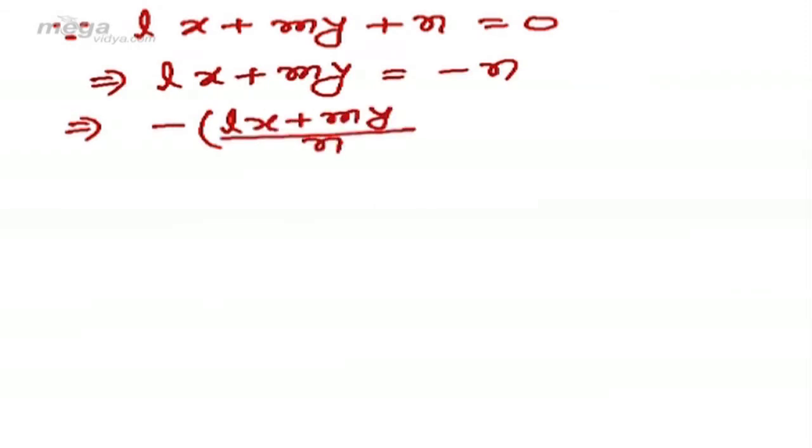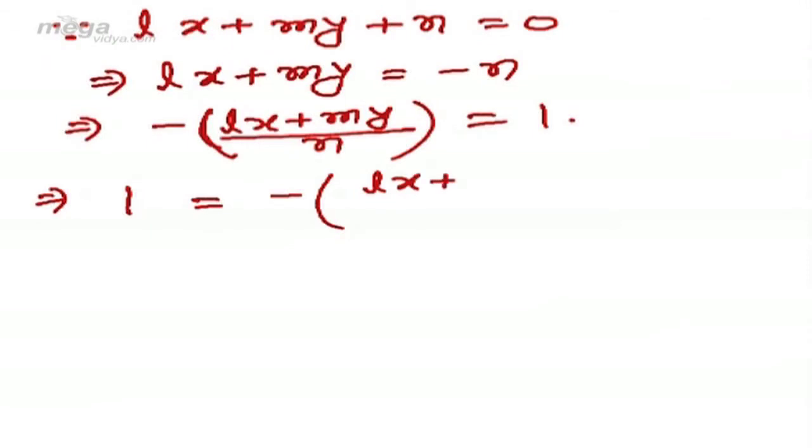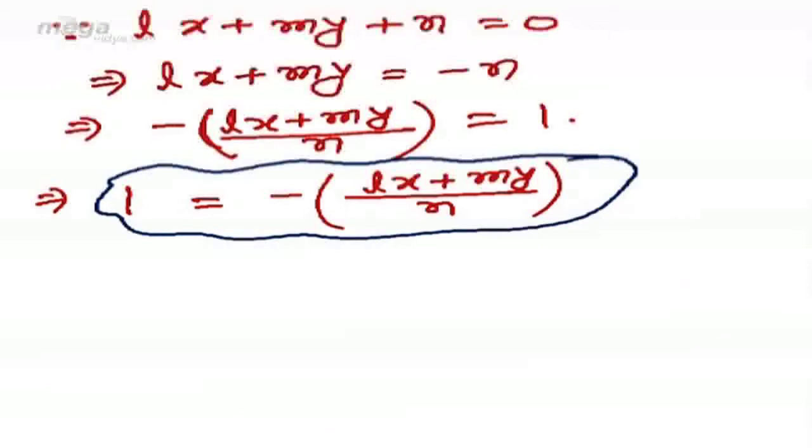See, lx plus my plus n equal to 0 is given here. From here you can find lx plus my is equal to minus n. Now when you divide the whole equation by minus n, it becomes minus (lx plus my) upon n is equal to 1. That is, 1 is equal to minus (lx plus my) upon n. Now this value of 1 we will substitute in the general equation.